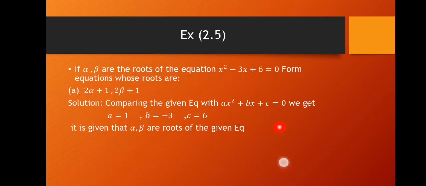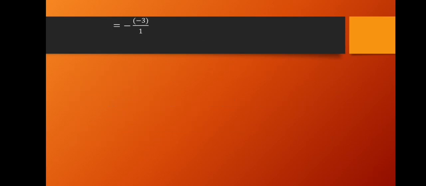So let's start with the comparison. We get a is equal to 1, b is equal to minus 3 and c is equal to 6. Since it is given that alpha, beta are roots of the equation, the sum of the roots will be alpha plus beta is equal to minus b by a. While putting the values, we get minus into minus 3 is equal to plus 3. So alpha plus beta is equal to 3. Next, we will have to find out the product of roots. The product of roots is c by a from the formula point of view. So alpha beta is equal to 6.